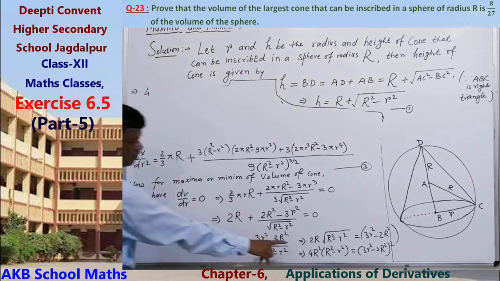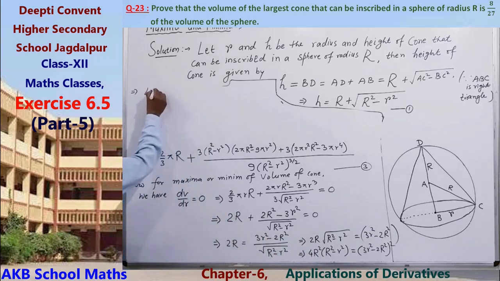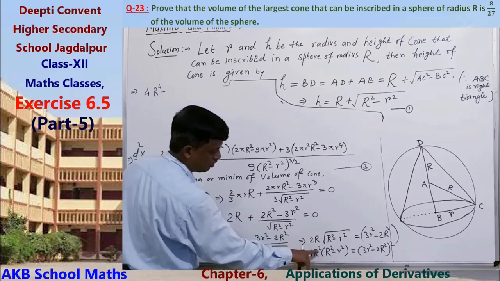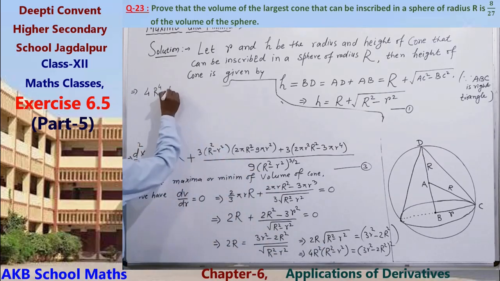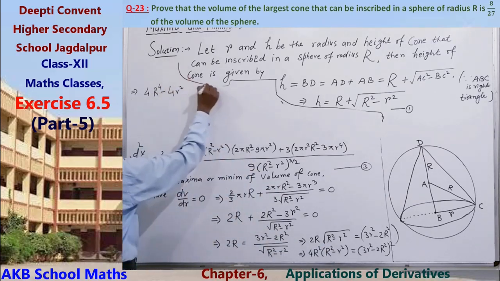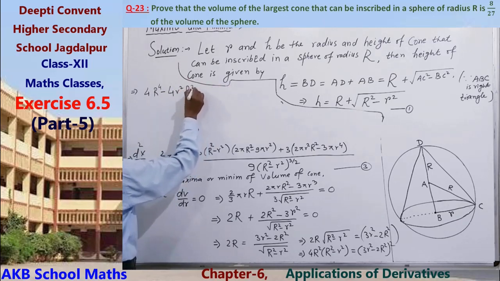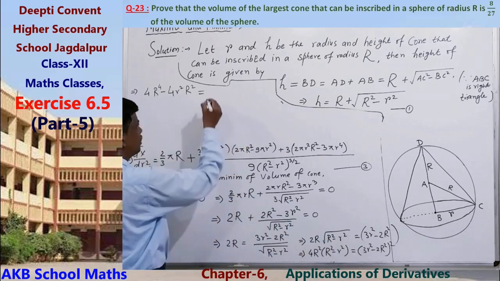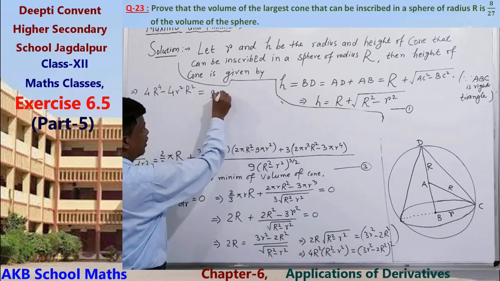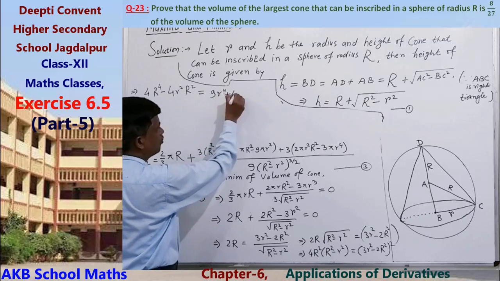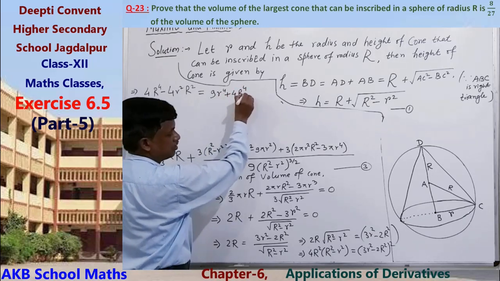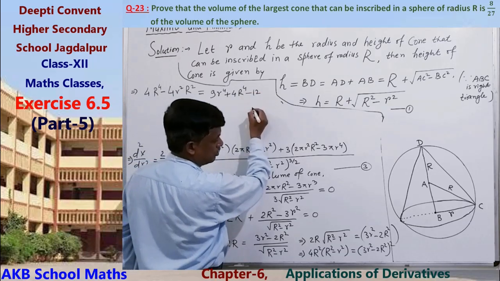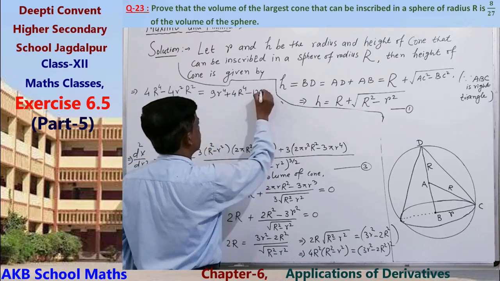After this line we get 4R to the power 4 minus 4R square r square equals, here (a minus b) whole square, so 9r power 4 plus 4R power 4 minus 12 R square r square.